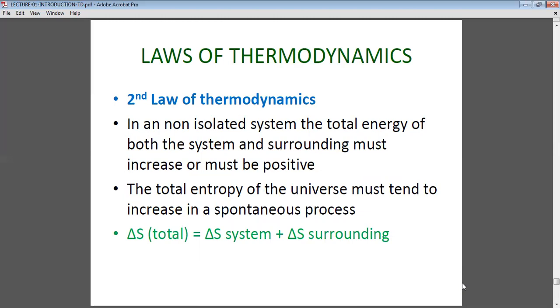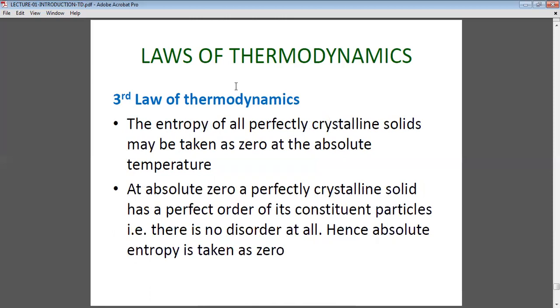And the next one is, the total entropy of the universe must tend to increase in a spontaneous process. For example, the total entropy should be equal to the entropy of the system and the entropy of the surroundings.